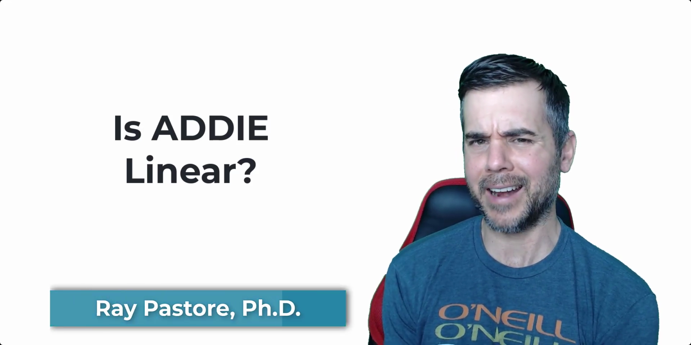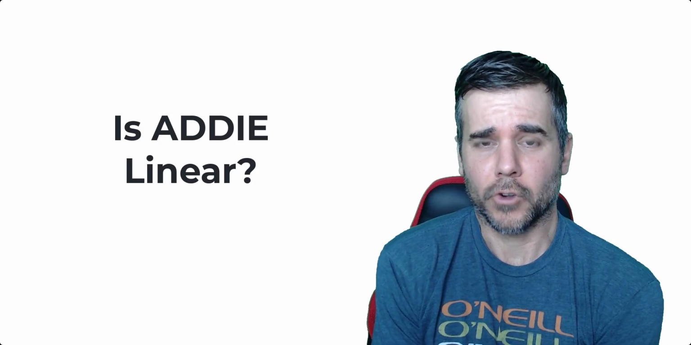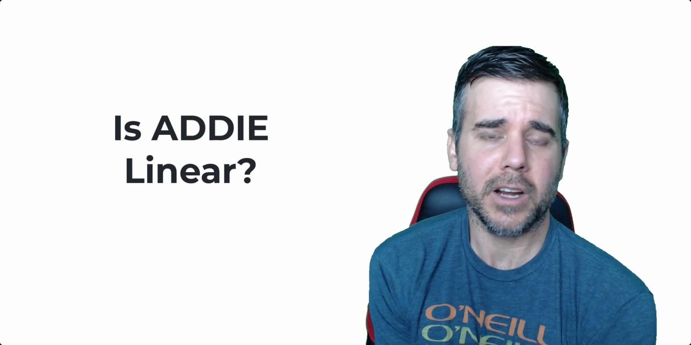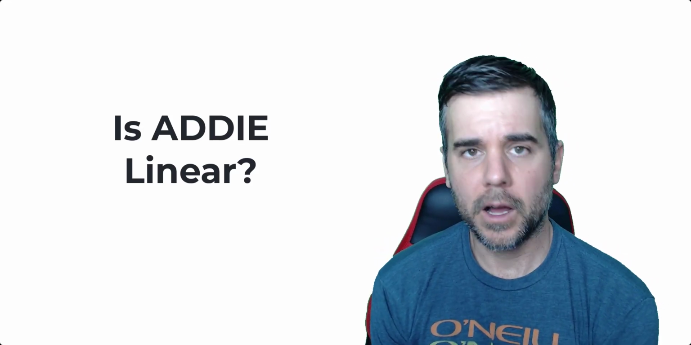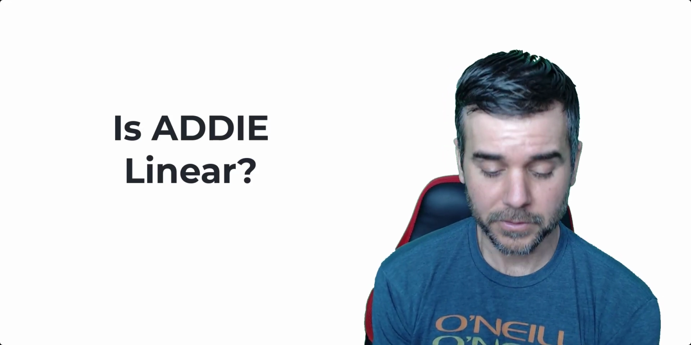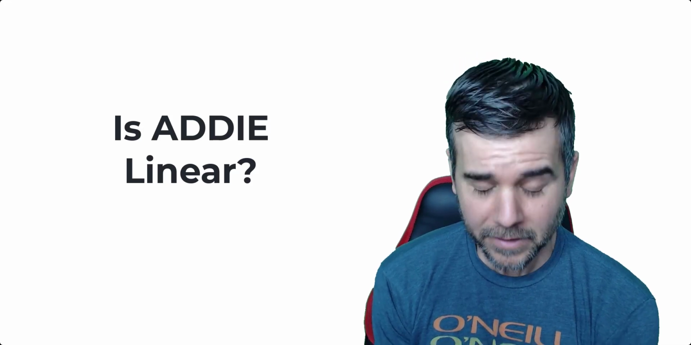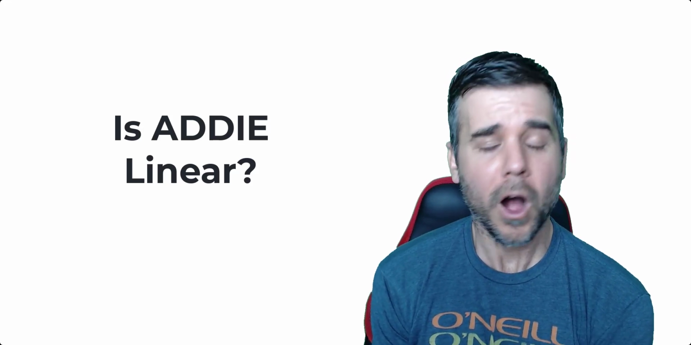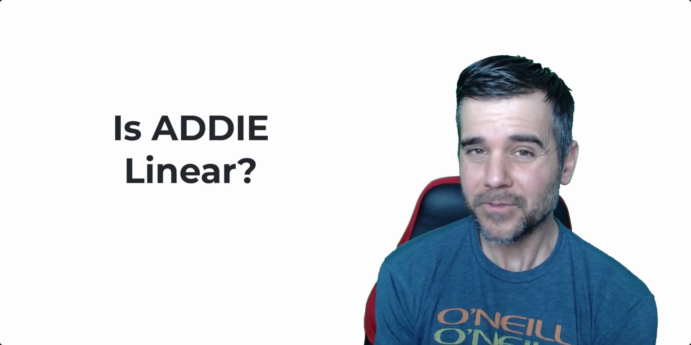And is ADDIE linear? Is it linear, or is it iterative? I hear people say, I don't use the ADDIE model because it's a linear model. And I get confused by that comment for a number of different reasons. If you watch my other videos, you probably can understand why. But that's a very common comment that I see all the time, and that comment couldn't be further from the truth.